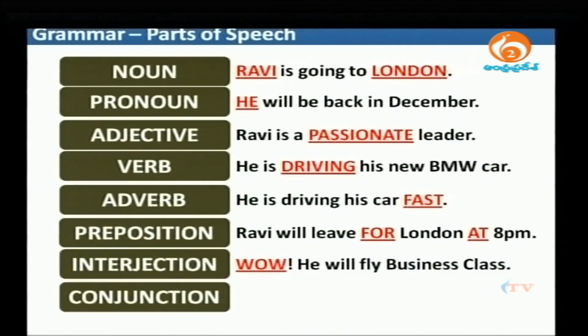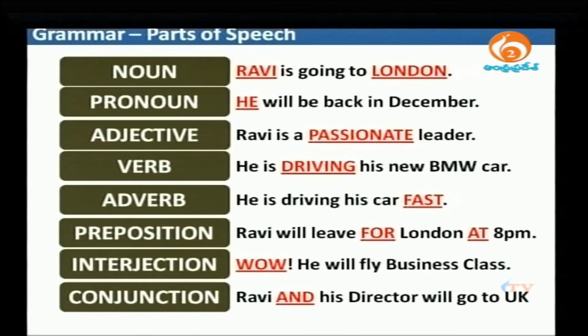So these are the parts of speech that we have. We have noun, pronoun, adjective, verb, adverb, preposition, interjection, conjunction. These are the commonly used and the most important parts of speech that you need to understand the language. Now noun is what? Name, place, animal, thing. Ravi is going to London. Now Ravi is the name of a person, London is the name of a city. So both are nouns.